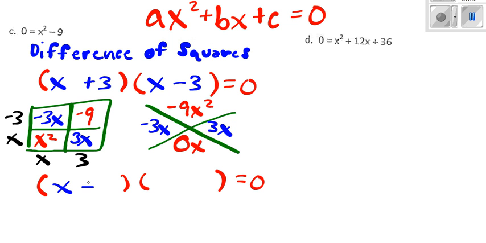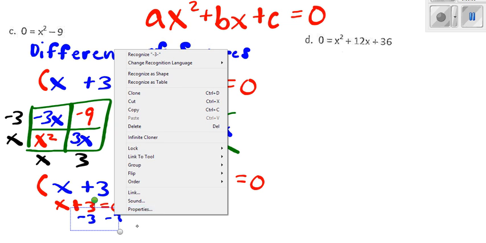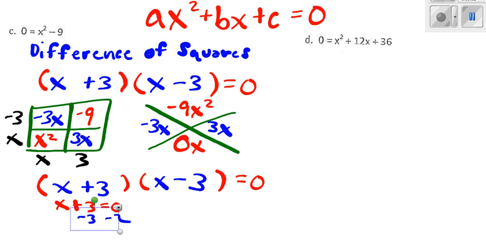So we have an x plus 3 times the quantity x minus 3. Now, we still have to use the zero product property to solve this. So we've got x plus 3 equals 0. We're going to subtract 3 from each side of this equation. We end up with x equals a negative 3.